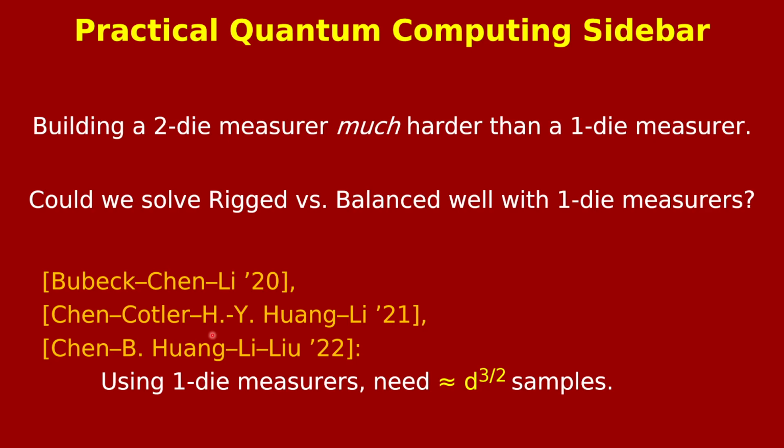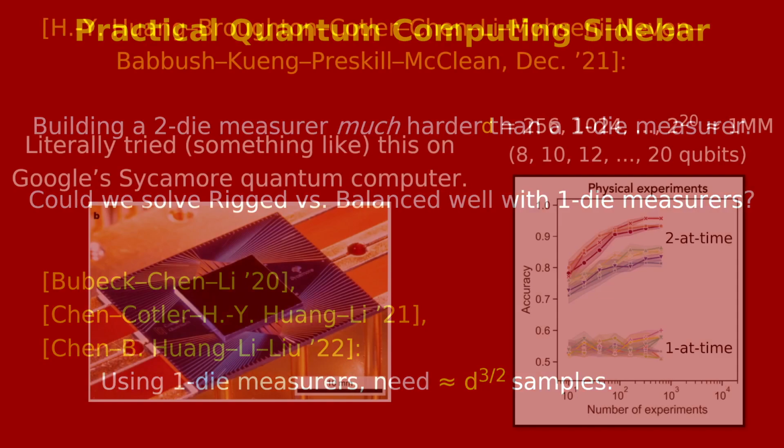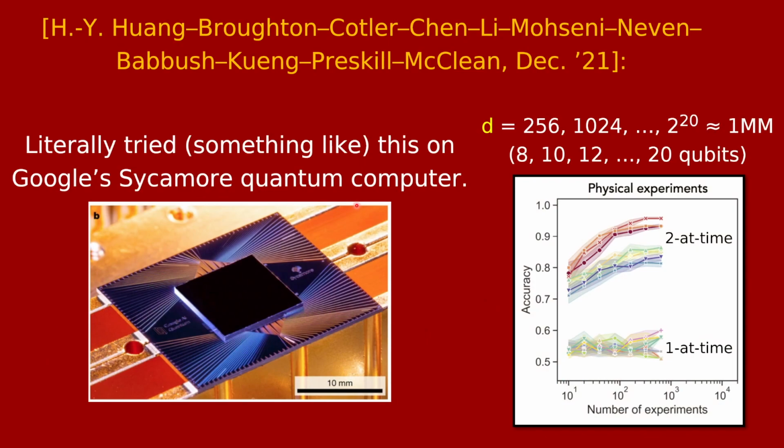So this was some really cool theoretical work, and it actually tied into some really cool practical work, right at the cutting edge of quantum computing. So in this very recent work by Huang and many others, they literally tried this out on a cutting edge quantum computing chip. This is Google's Sycamore quantum computer. They tried basically this experiment with d ranging from 256 up to about 1 million, because it was involving between 8 and 20 qubits. This was your 1 quantum die.